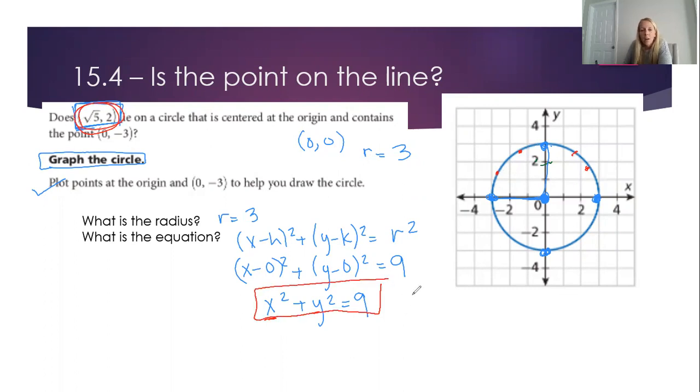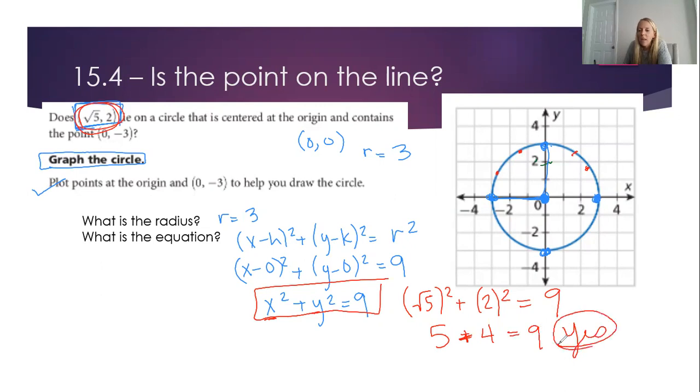All right, so x is square root of 5 squared plus y, so that's 2 squared. Does that equal 9? Well, square root of 5 squared is 5 because those are inverse operations of one another. 2 squared is 4. Oh, I messed that up right there. Does that equal 9? Yes. So then yes, the point square root of 5, 2 does lie on the circle.